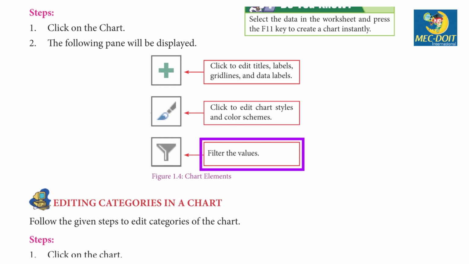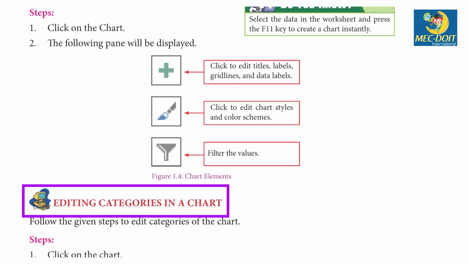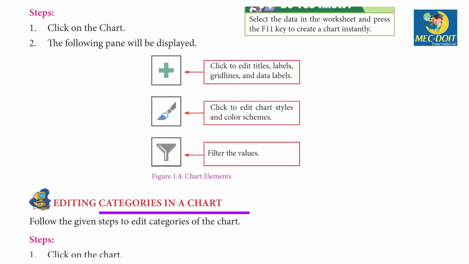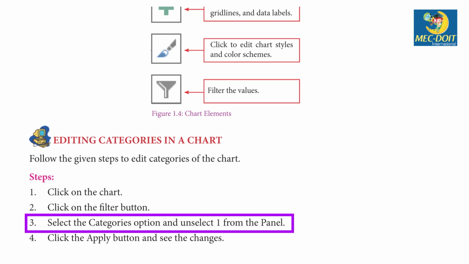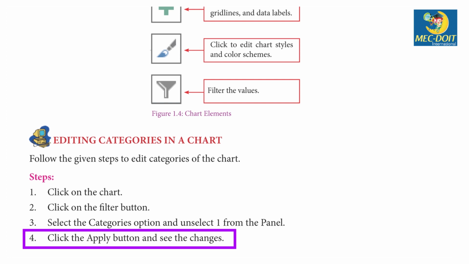Filter the values. Editing categories in a chart. Follow the given steps to edit categories of the chart. Steps. 1. Click on the chart. 2. Click on the filter button. 3. Select the categories option and unselect one from the panel. 4. Click the Apply button and see the changes.